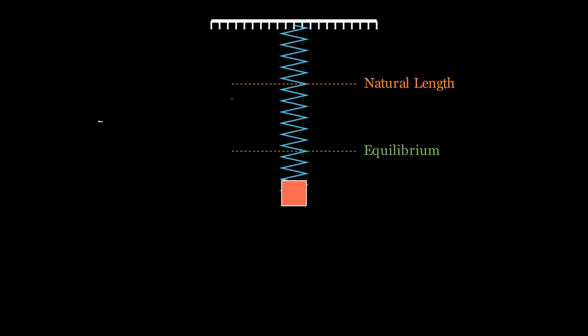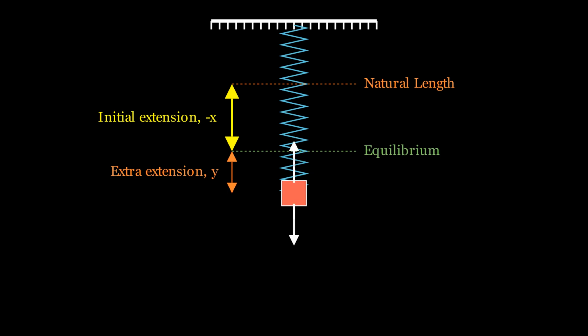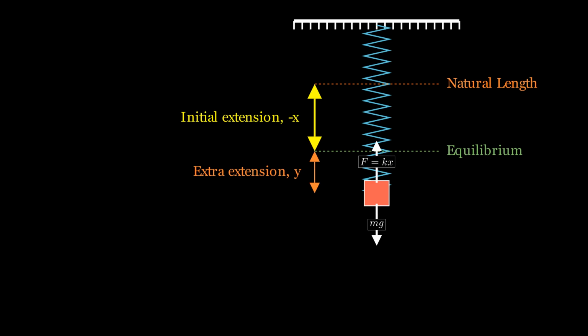Let's stretch and hold our spring and look at the forces involved. We have weight acting downwards equal to mg and the spring force equal to spring constant k times the displacement, labeled x here. The natural length is the length of our spring if it is unstretched. It is from this length that we measure all the extensions. The equilibrium position is where these forces would be balanced and the resultant force would be zero.